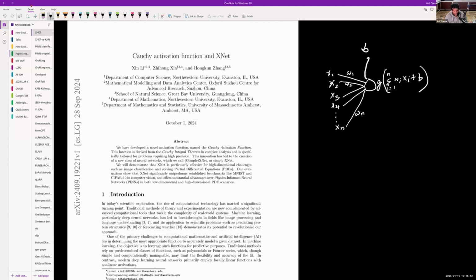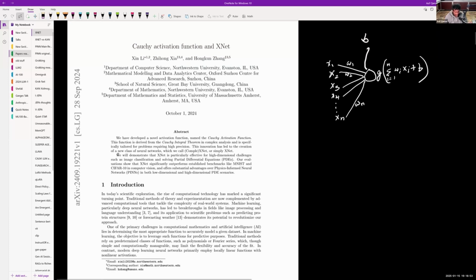So today we're going to discuss this paper, Cauchy activation function and XNet. This paper was submitted in arXiv in September of 2024, not long ago. So it's a pretty recent paper. It presents a very interesting idea, and let's just walk through the abstract first, and then I will break it down and simplify what is the essence of the paper. So let's just read the abstract, and then I will explain.